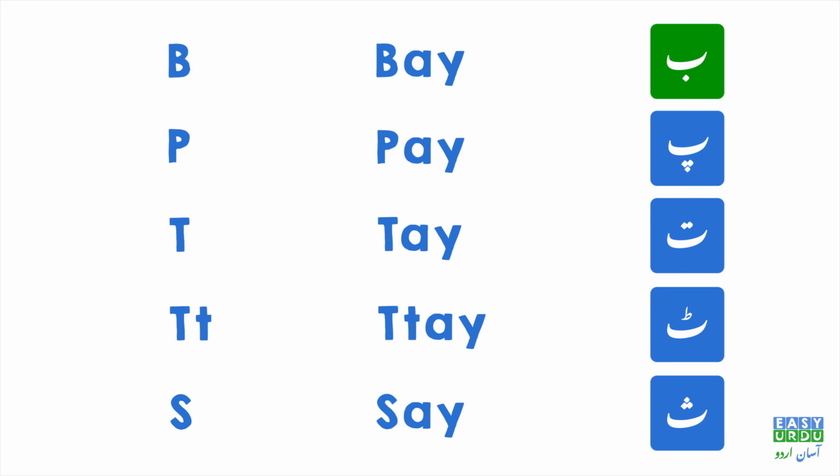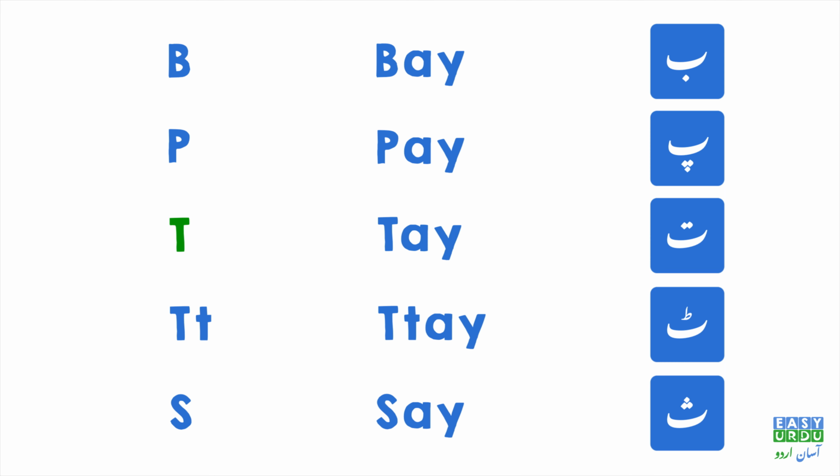Be. In English it sounds like B. Pe. In English P. Te. In English it sounds like T.